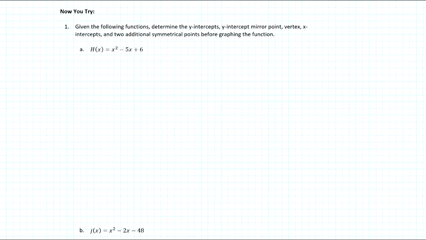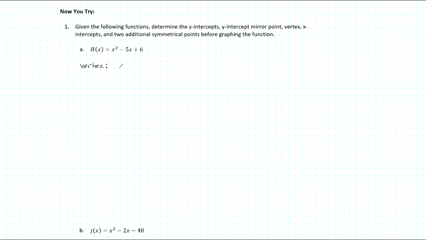Welcome back, everyone. Let's go ahead and look at the Now You Try problem solutions for graphing trinomial quadratic functions where the leading coefficient is 1 that can factor. So our first example is capital H of x equals x squared minus 5x plus 6. And I want to find the vertex first. I just like finding that middle point to begin.